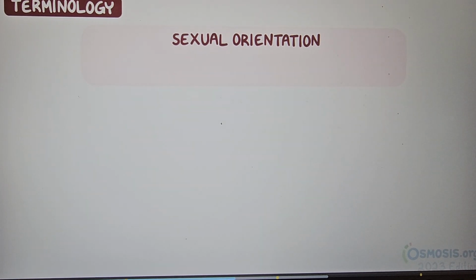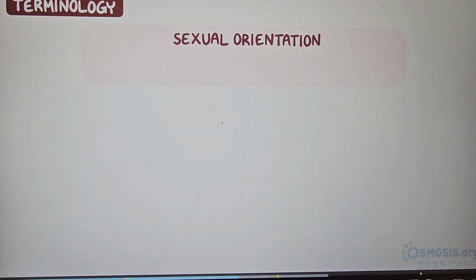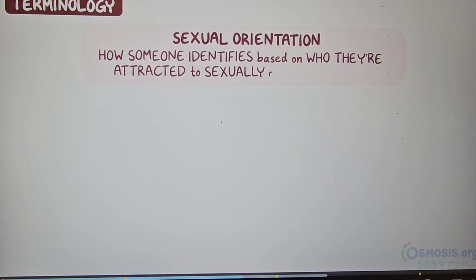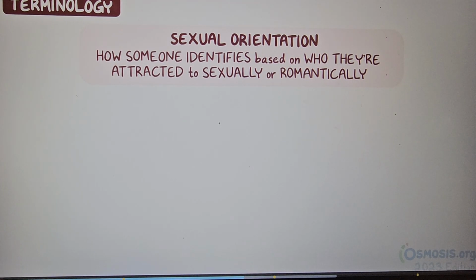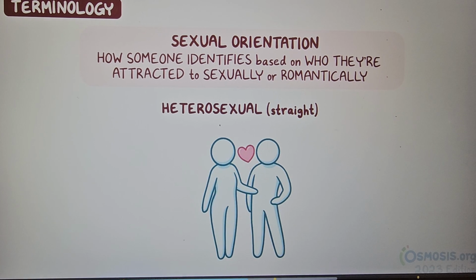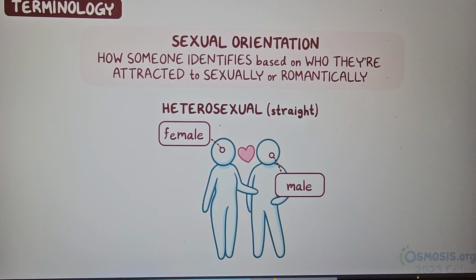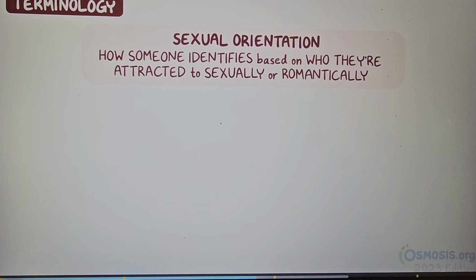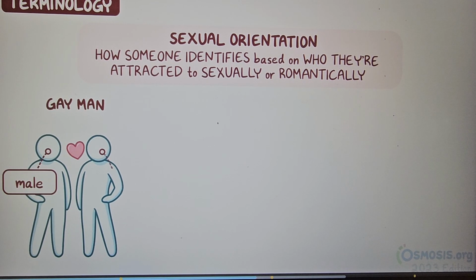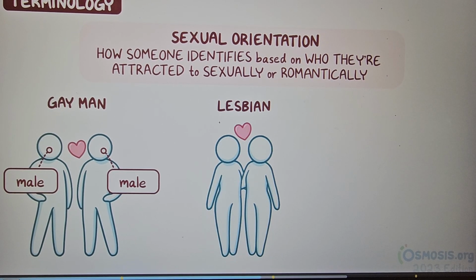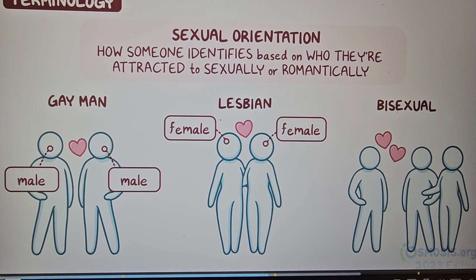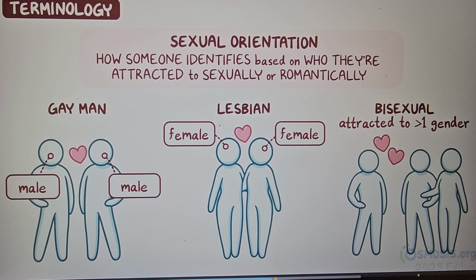Okay, let's move on to sexual orientation, which is separate from someone's gender identity. Sexual orientation is how someone identifies based on who they are attracted to sexually or romantically. A person who is heterosexual or straight is attracted to people of the opposite sex. Accepted terms for people who aren't straight include gay man for a male who's attracted to other males, lesbian for a female who's attracted to other females, and bi or bisexual for a person who's attracted to more than one gender.